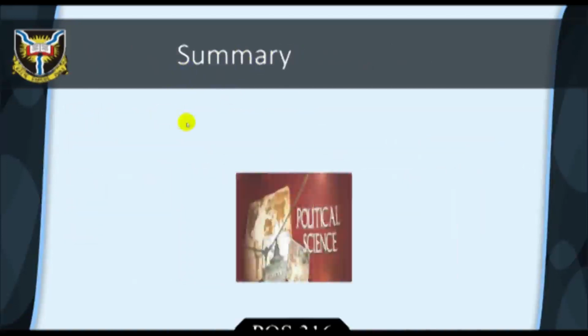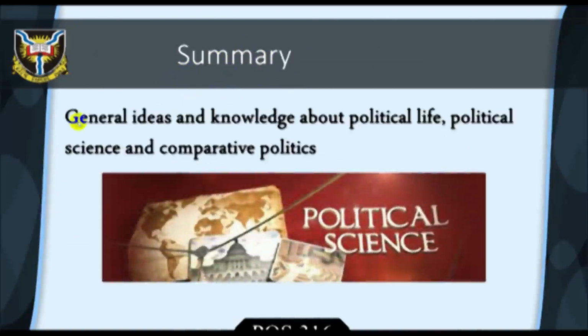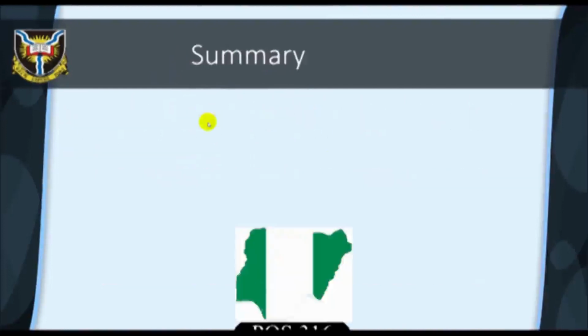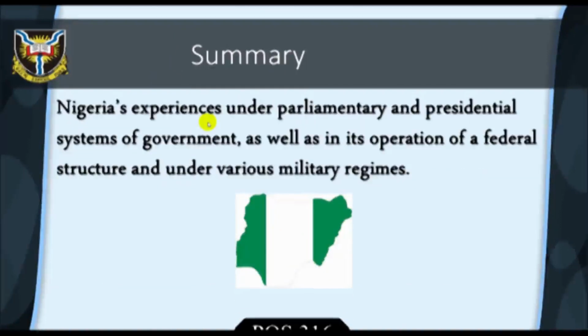Study session summary. Right from our first lecture in this course up to the immediate past, we concentrated on general ideas and knowledge about political life, political science, and comparative politics. However, in Lecture 9, we concentrated more on the attempt to utilize the broad knowledge in explaining the Nigerian situation. In other words, we attempted to apply the various broad concepts, theories and political ideas to explain specific experiences in Nigeria.